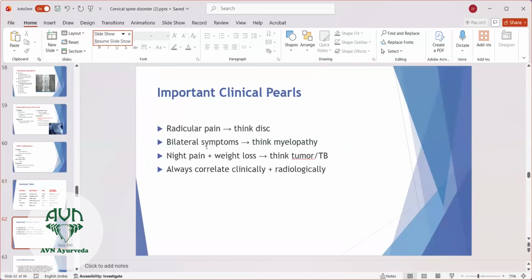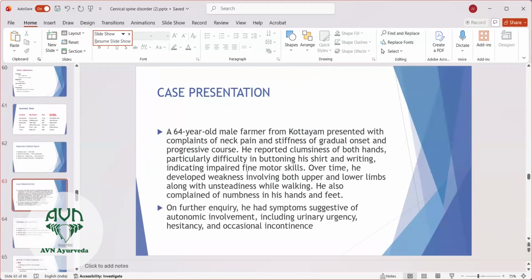If there is radiculopathy, think about the disc, and bilateral radiculopathy, think about the myelopathy. Night pain plus weight loss, we have to think about the tumor and tuberculosis, and always correlate clinically and radiologically.